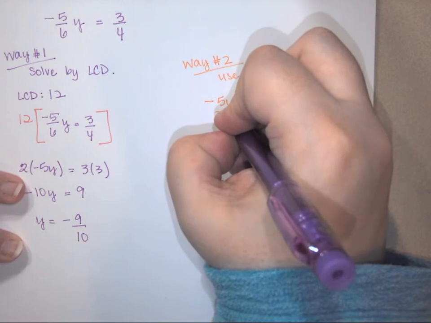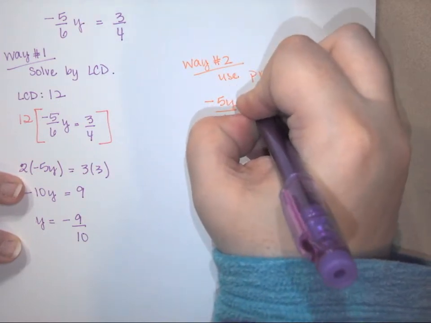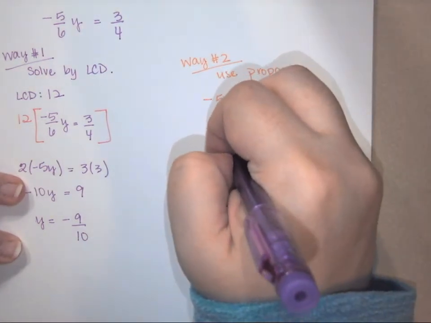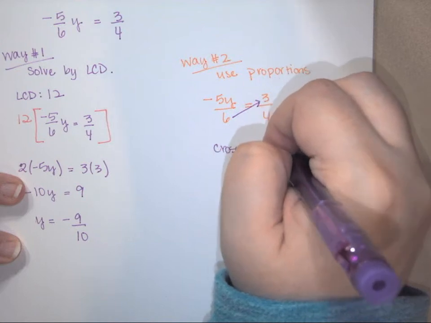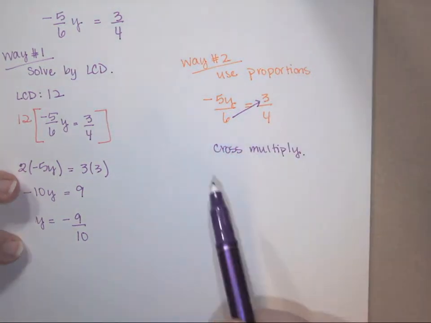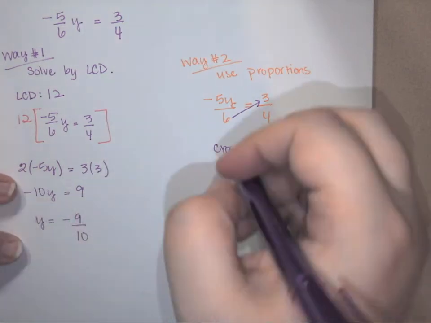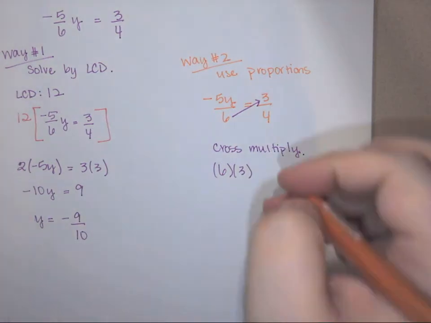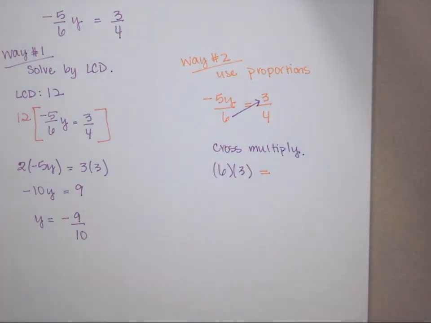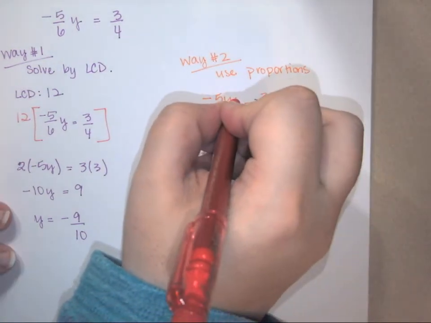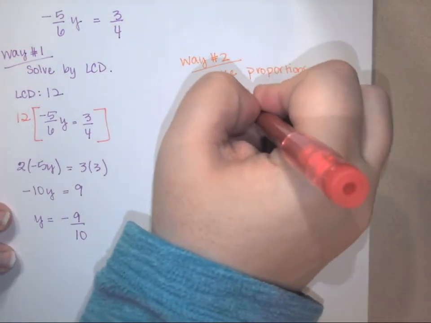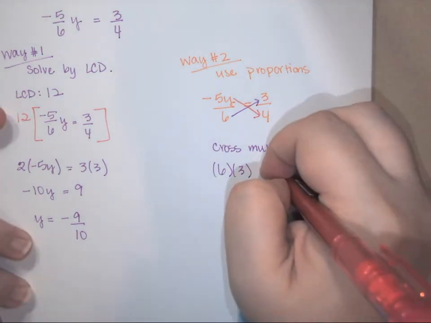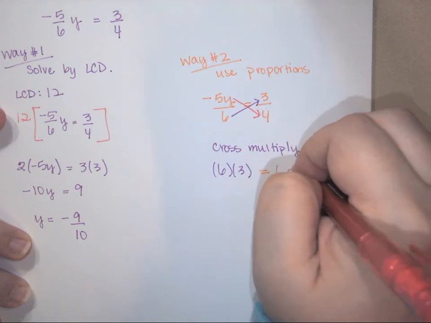You're going to take the bottom of the left and multiply it by the numerator of the right. So we're going to cross multiply: 6 times 3, and then we do it to the other side. We take the top of the left and multiply it by the bottom of the right. In this case, we have negative 5y times 4.